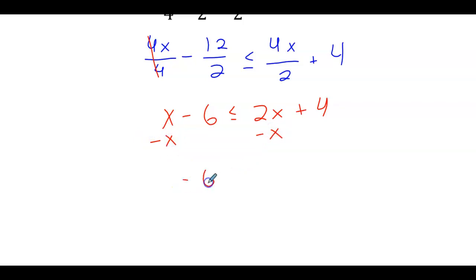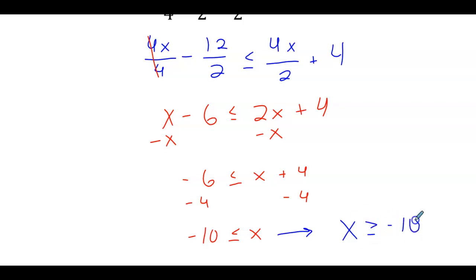So this becomes negative 6 is less than or equal to x plus 4. And then I'll subtract my 4 to the left, so we get negative 10 is less than or equal to x. And then I'm just going to flip that whole thing backwards to write x on the left side. It's always best to write an inequality with x on the left. So negative 10 is less than or equal to x is the same thing as x is greater than or equal to negative 10. There's your answer.